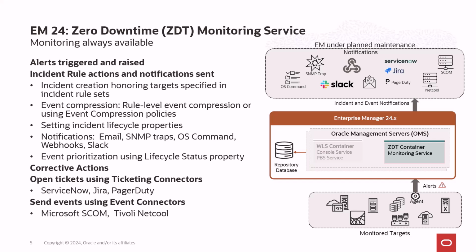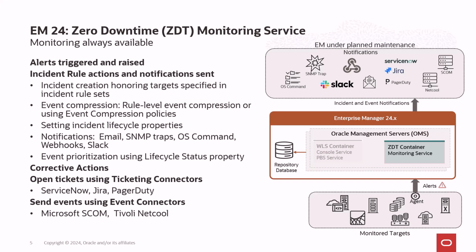This includes incident creation based on your incident rule setup, event compression using rule level compression or event compression policies, setting of incident lifecycle properties like incident owner or resolution status, and notifications such as email, SNMP traps, OS commands, webhooks, and Slack. If you use the lifecycle status property on your targets, these will continue to be honored when it comes to processing of the respective events.